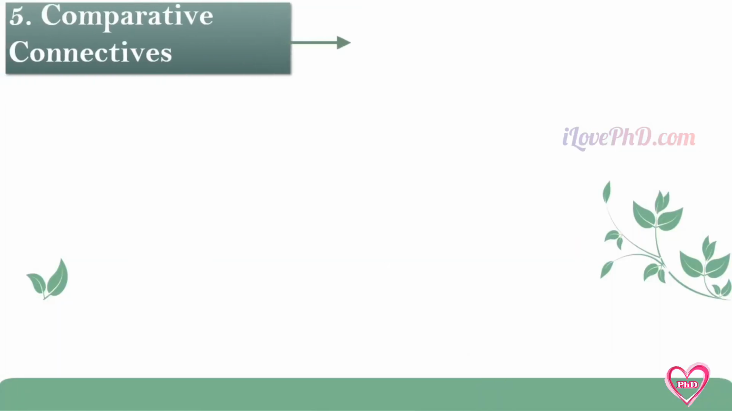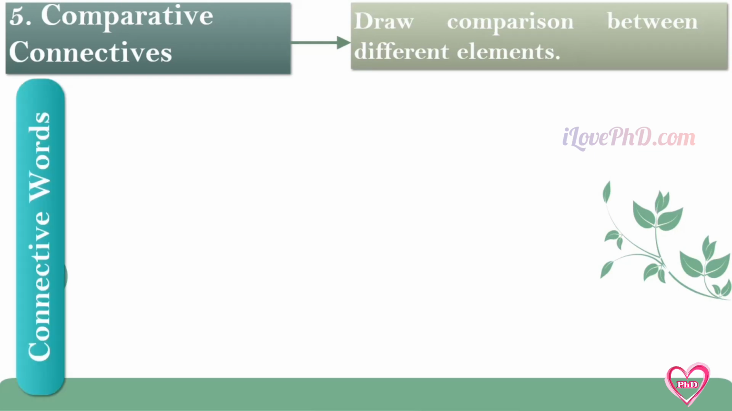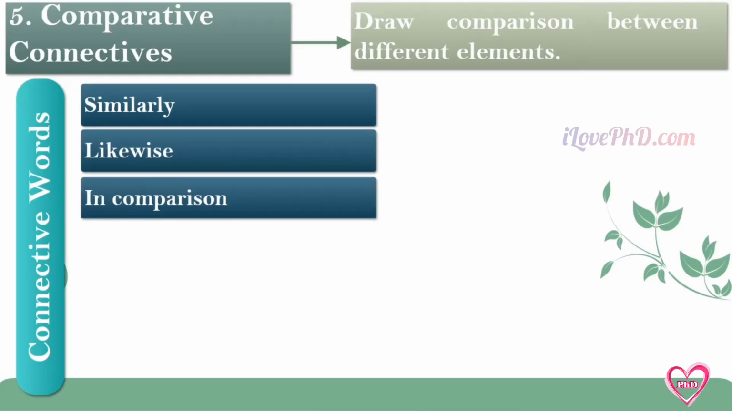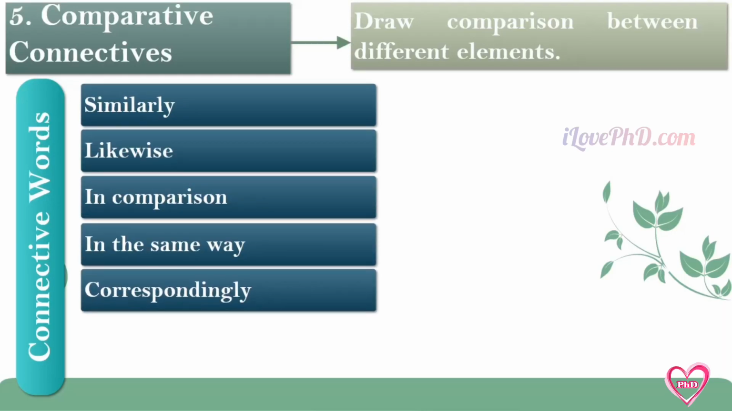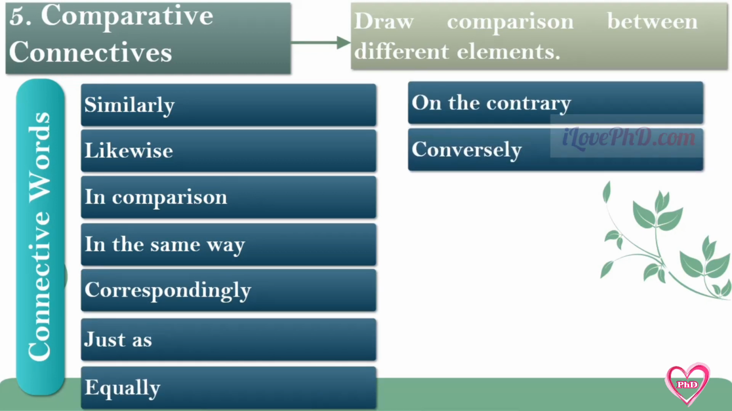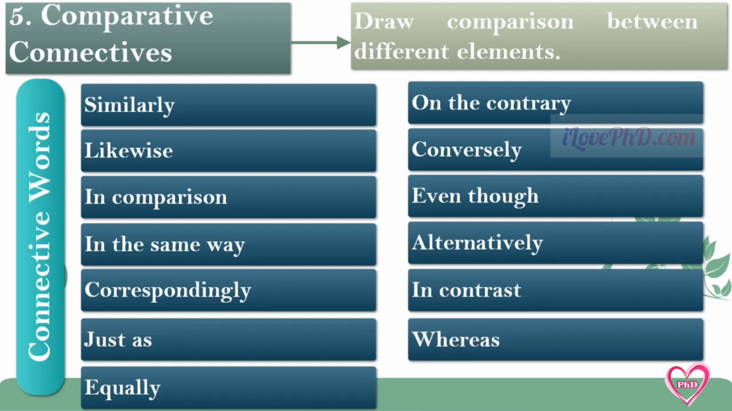Then, comparative connectives. These words are used to draw comparison between different elements in your paper, highlighting similarities or differences. Examples of this type are similarly, likewise, in comparison, in the same way, correspondingly, just as, equally, on the contrary, conversely, even though, alternatively, in contrast, and whereas. These connective words will help to signal comparison between different aspects, findings, or perspectives within your research paper.